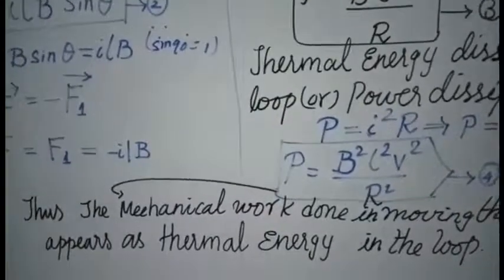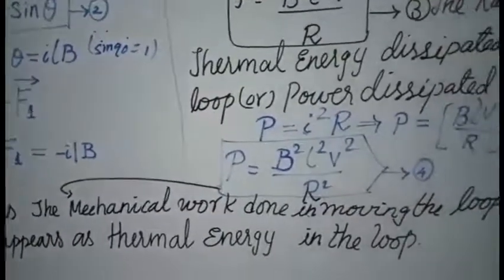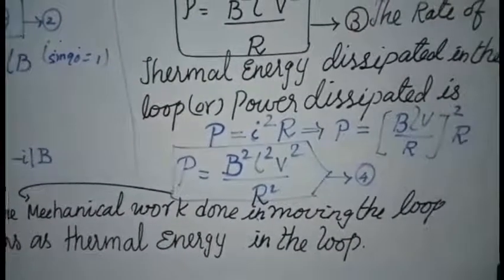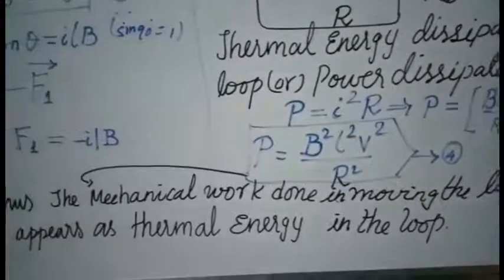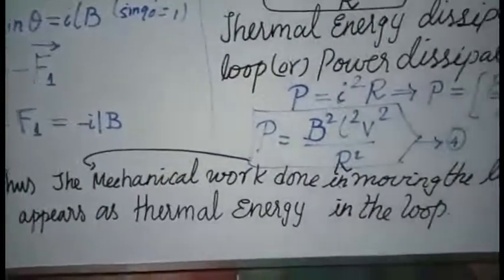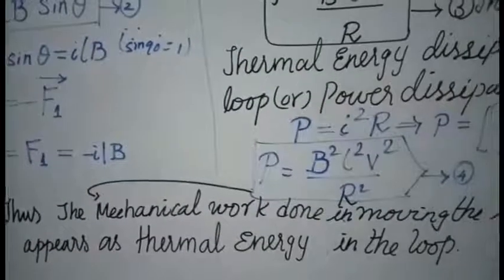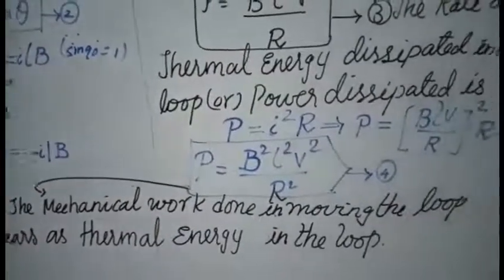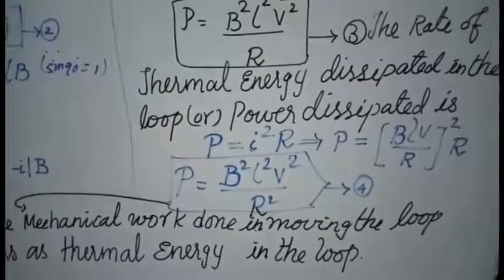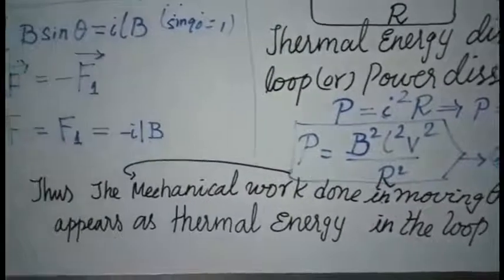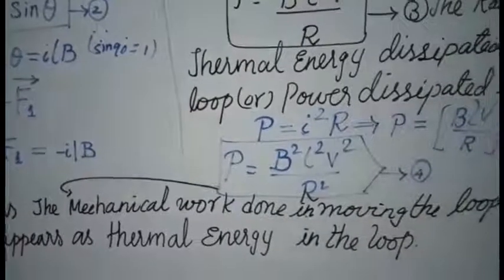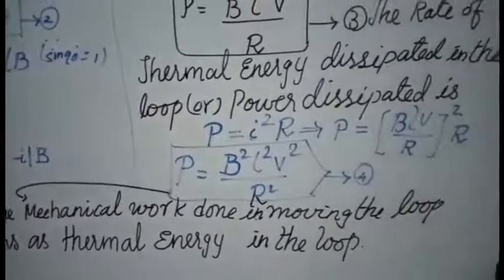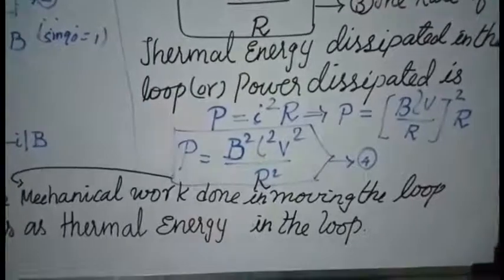When the induced current flows in the loop, Joule heating takes place. The rate at which thermal energy is dissipated in the loop, or power dissipated, P is equal to I squared R. The P is equal to B L V divided by R, whole square, into capital R. P is equal to B square L square V square divided by R. This equation is exactly the same as equation 2. Thus the mechanical work done in moving the loop appears as thermal energy in the loop.